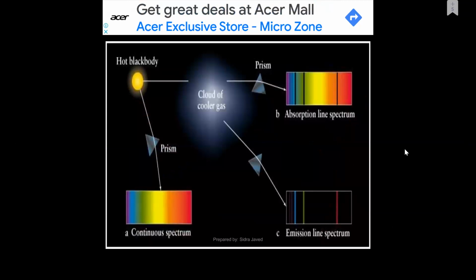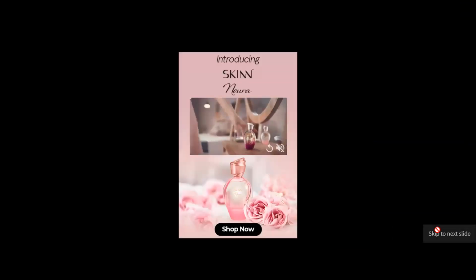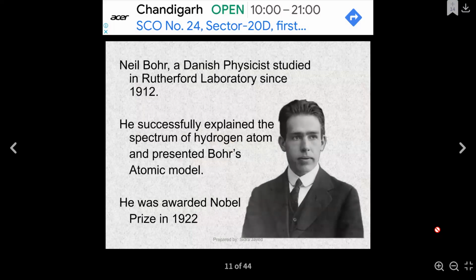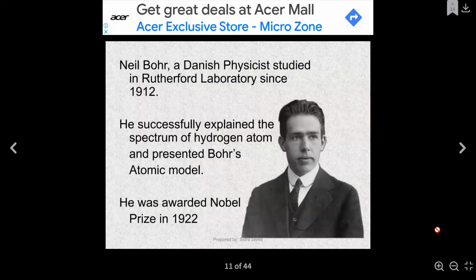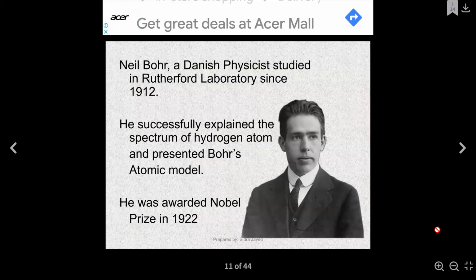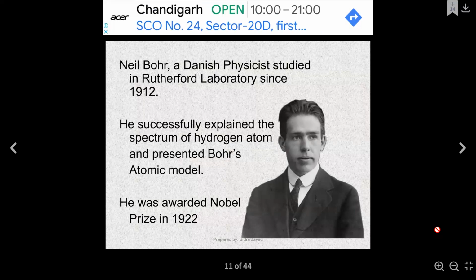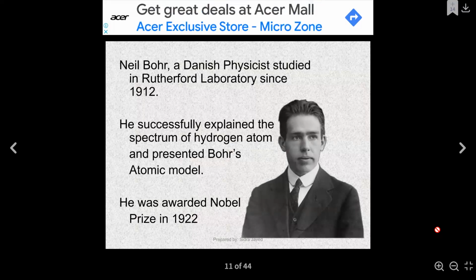Then was the spectrum, which we have discussed in quite detail. Then came Bohr, a Danish physicist. He successfully explained the spectrum of hydrogen. How was Bohr able to explain the spectrum of hydrogen? And see, he was awarded the Nobel Prize for his work. How could Bohr explain the spectrum of hydrogen?